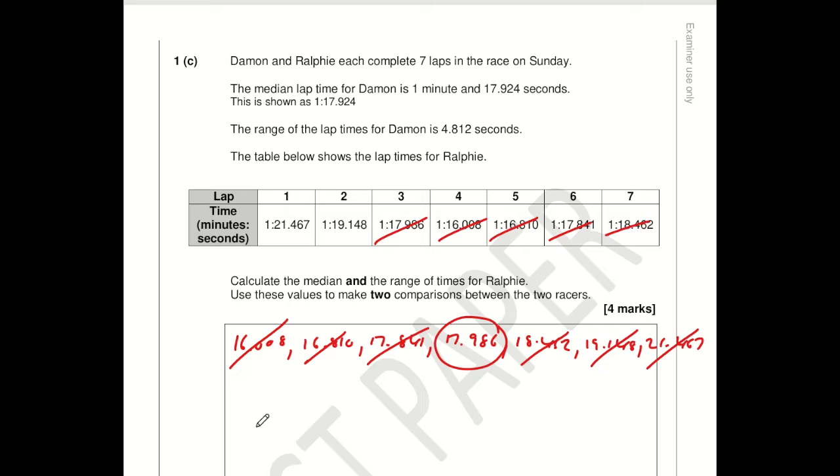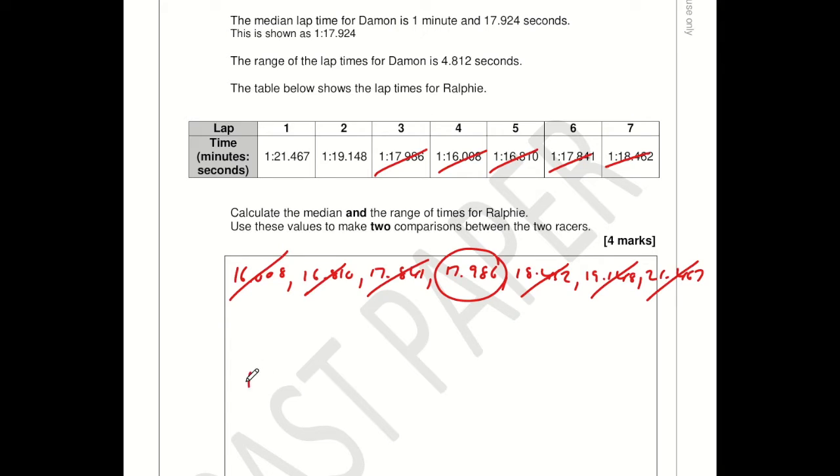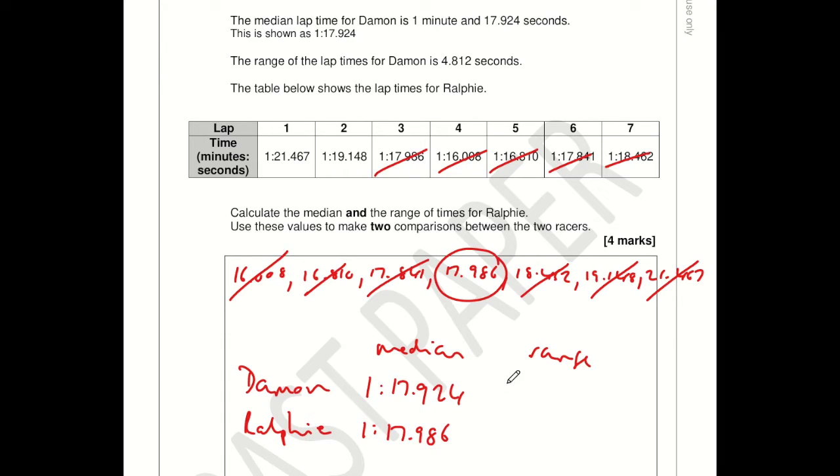Actually, let me just write a little table here. We've got Damon and we have Ralphie. The median for Ralphie is 1 minute 17.986 seconds, and for Damon it was 1 minute 17.924. We also want to work out the range, since we want two comparisons: one comparison based on the median and a second comparison based on the range.